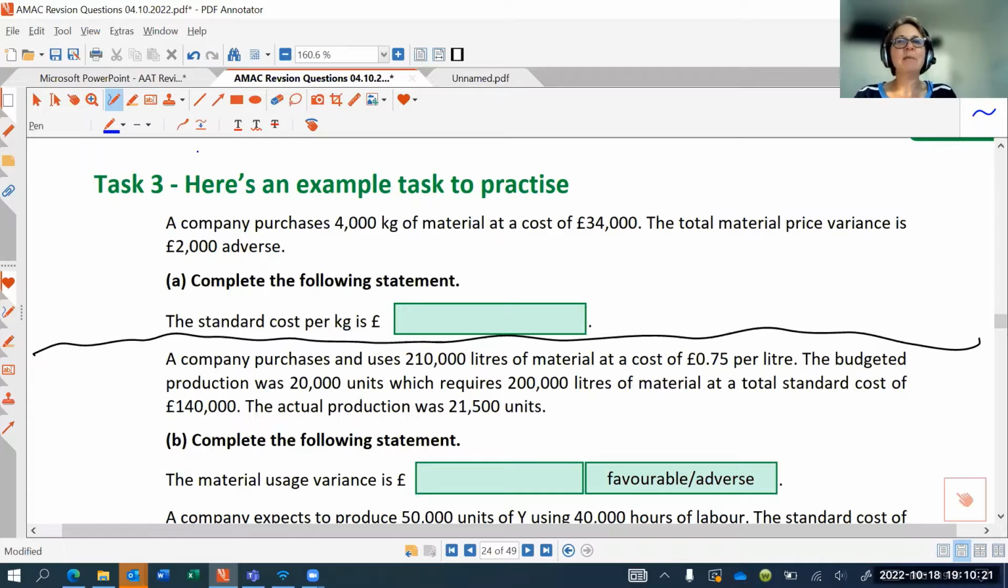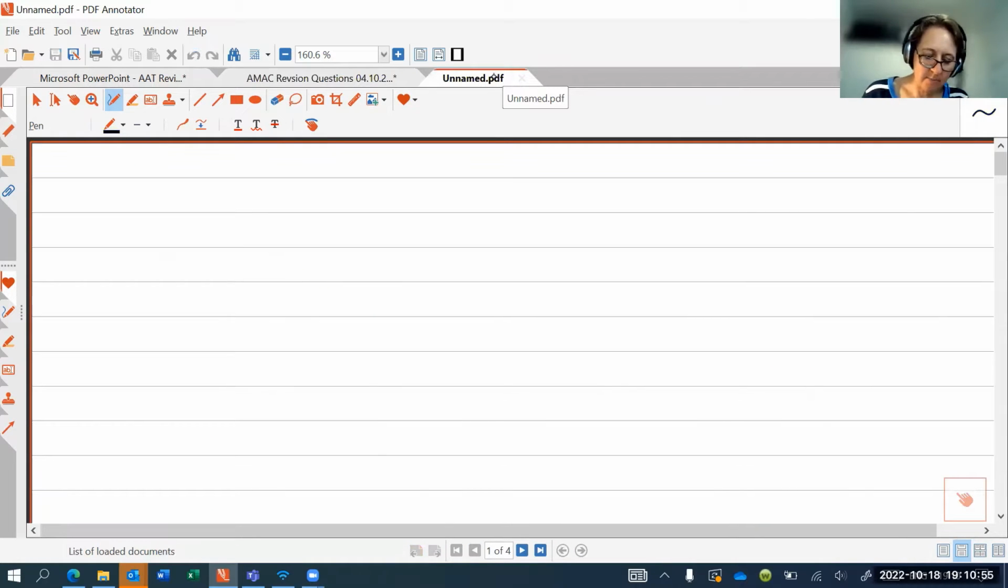This is what we might refer to as a backwards variance. And this only happens in exams. It doesn't happen in real life because in real life, you need to know the standard cost of a kilogram to find the variance in the first place. This is just the examiner's way of checking you really do understand variances and can work backwards if you need to. So I'm being asked for the standard cost of a kilogram. I've been told the material price variance. So this is now where my strategy comes into play.